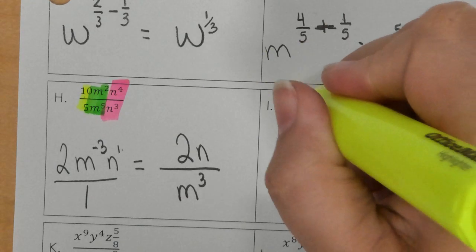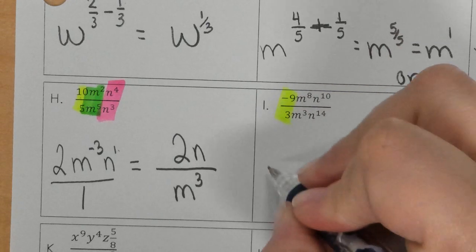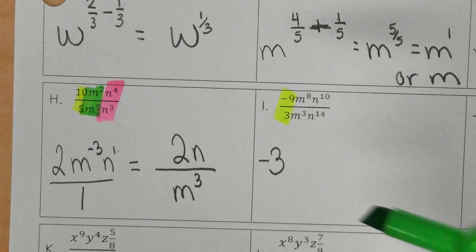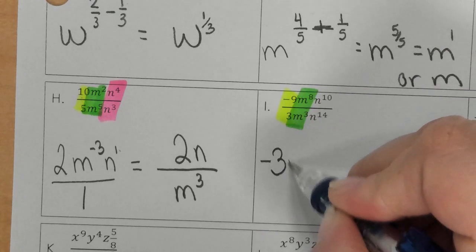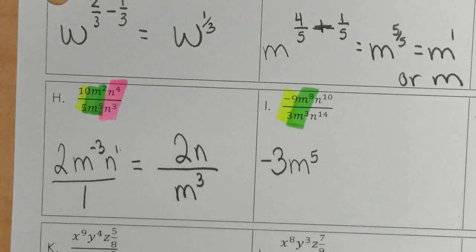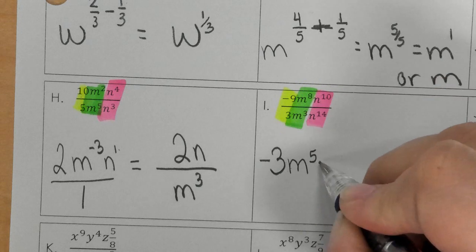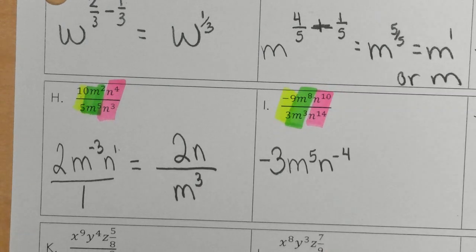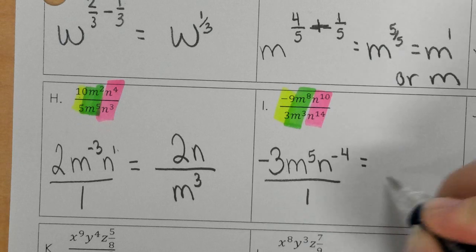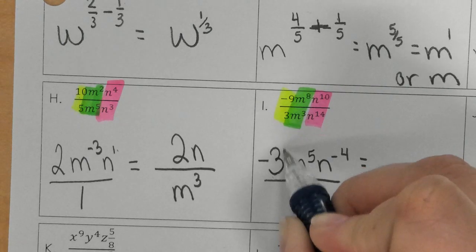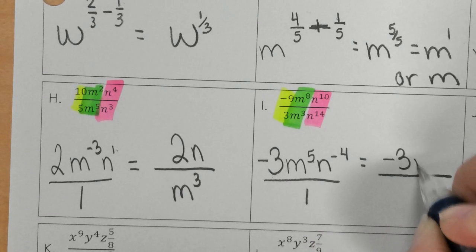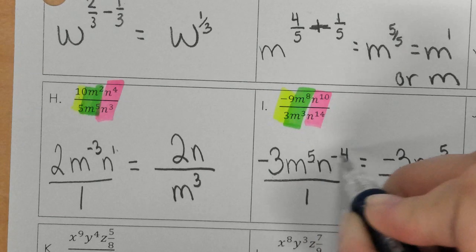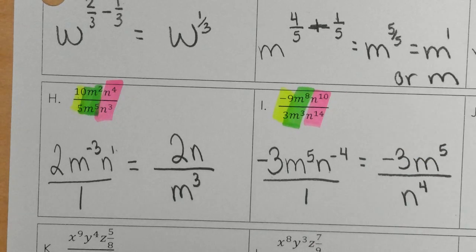Okay, so for letter I, we needed to divide negative 9 and 3 to get negative 3. For m, we subtract 8 minus 3, and that gives us 5. For the n, 10 minus 14 is a negative 4. So now, let's move our negative exponents. The negative 3 has a positive 1 exponent, so it stays. m to the 5th also stays. n to the negative 4 would move to the bottom, become positive.